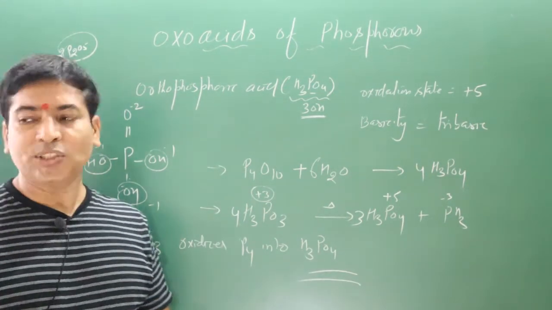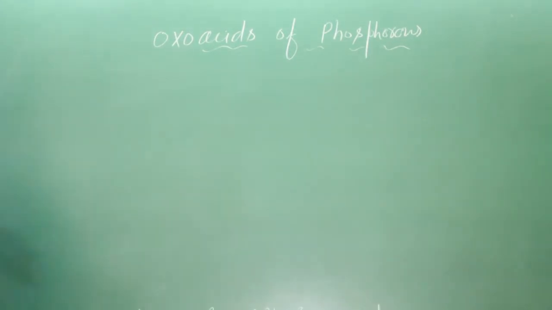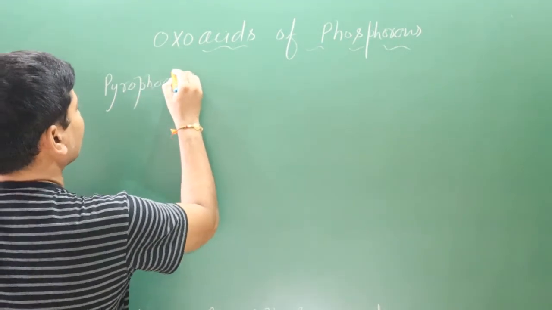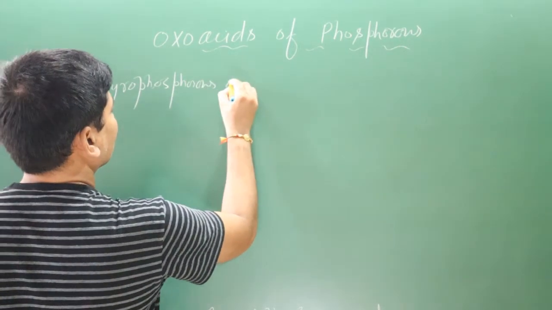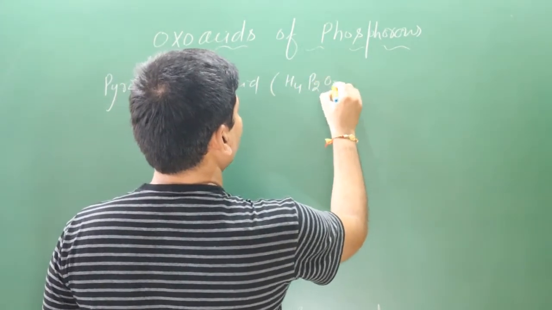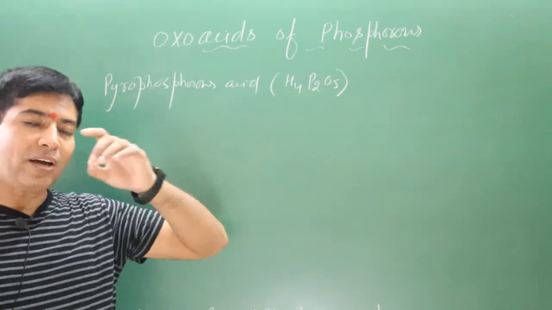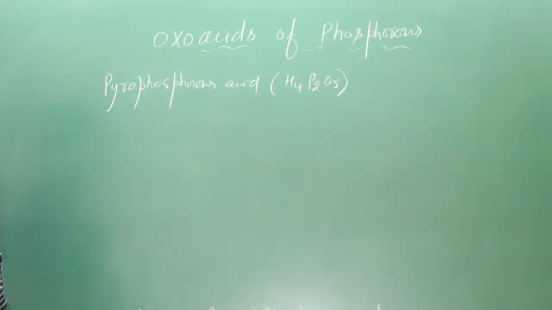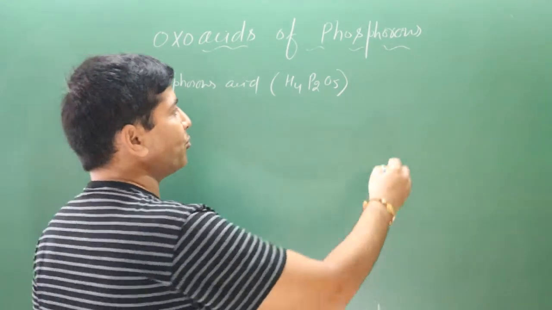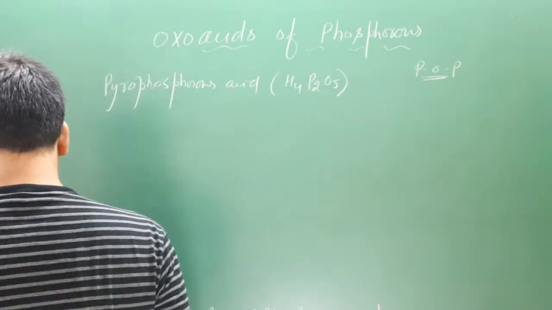Okay, now let's move on to the next oxoacids. Next we have pyrophosphorous acid. And the chemical formula is H4P2O5. 2 phosphorus are there, and an odd number of oxygen is there. With an odd number of oxygen, a phosphorus, oxygen, phosphorus linkage will be there. We say a POP linkage is present in this acid.